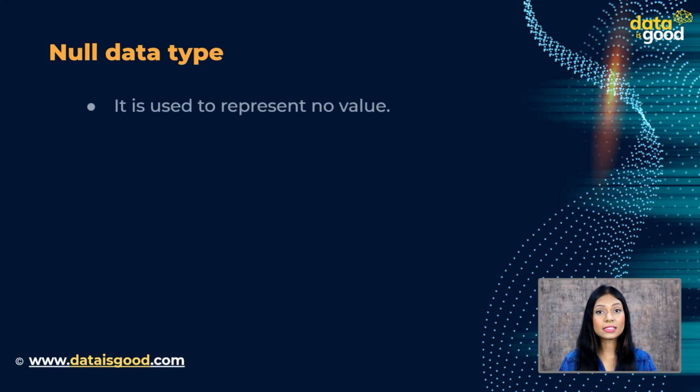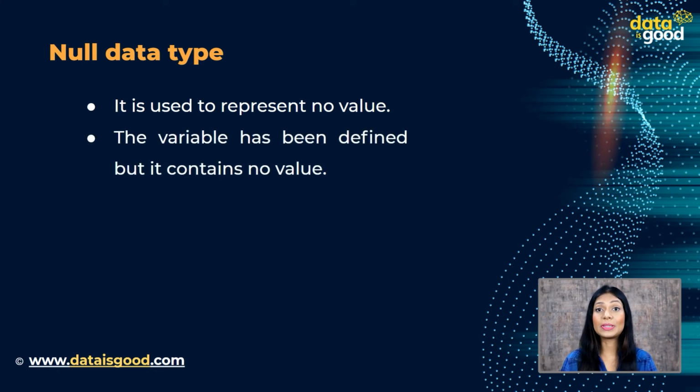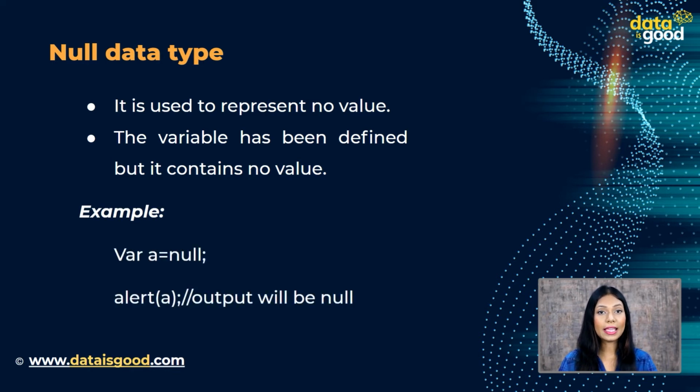JavaScript null data type. The JavaScript null data type is used to represent no value. It is not similar to undefined, and neither is it similar to an empty value or zero value. The null data type means the variable has been defined, but it contains no value. The null data type can have only one value, which is null. Let us take a look at an example. var a = null; alert(a), output will be null.